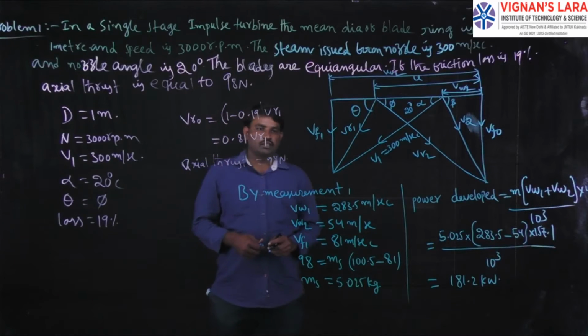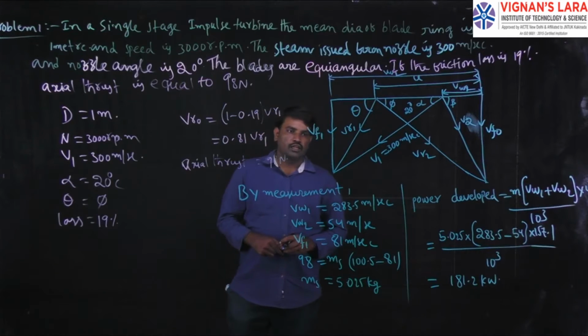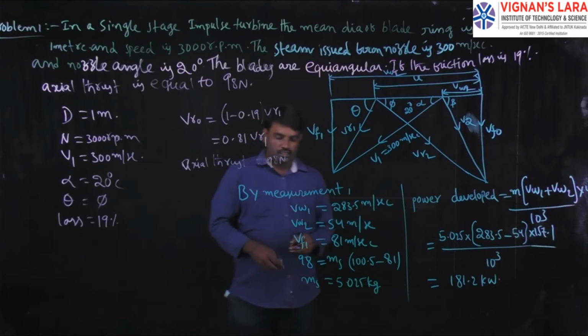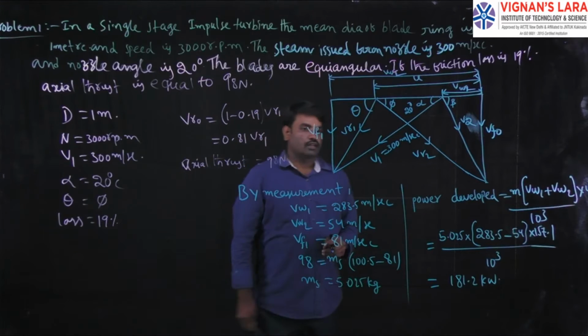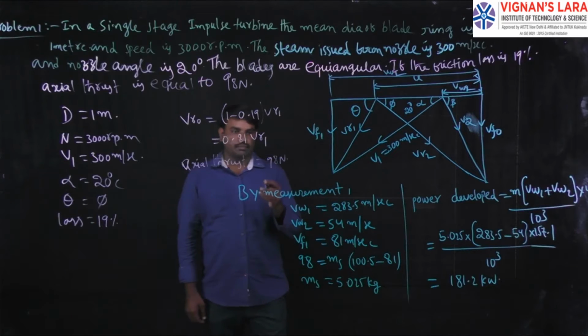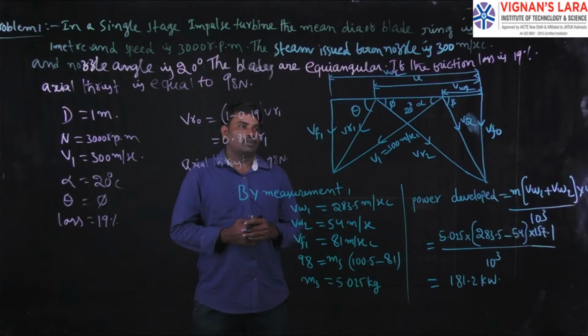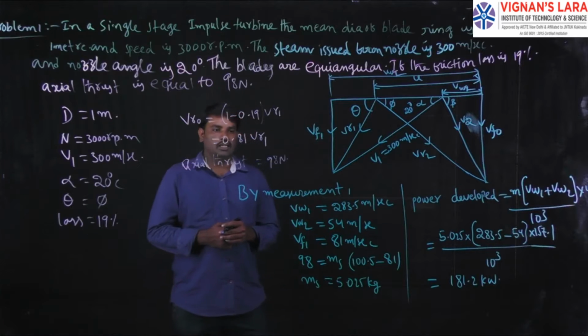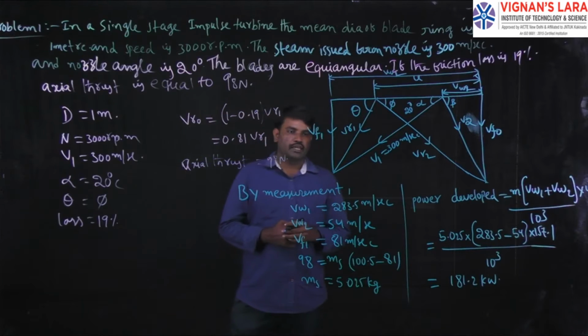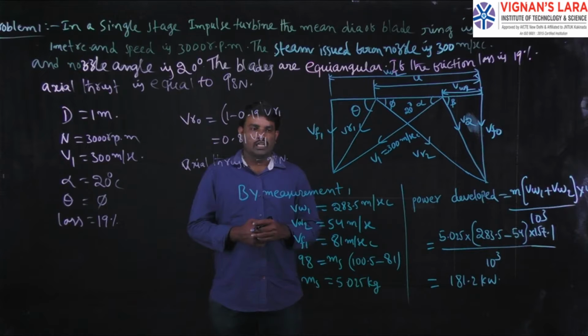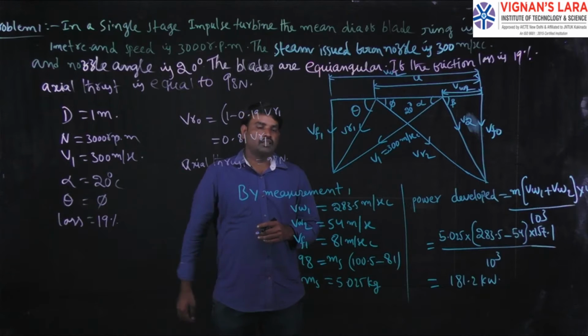Welcome students. Today we will see one problem on a simple impulse turbine, a single stage impulse turbine. In the previous lesson we discussed how to draw the impulse turbine velocity triangle, how we measure the different performance parameters of the impulse turbine, and from the velocity triangle how we calculate the different velocities by applying trigonometric rules. Now we will see the problem on impulse turbine.